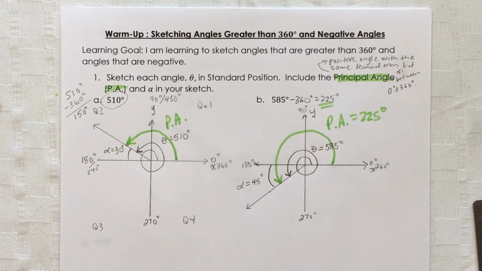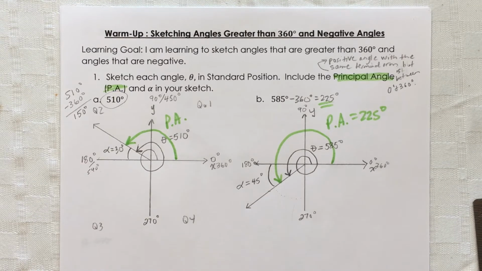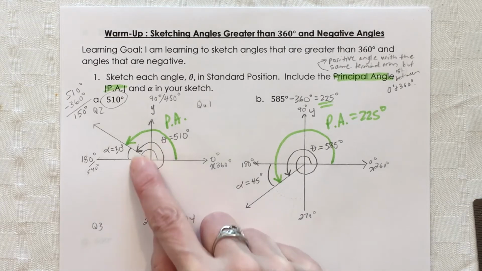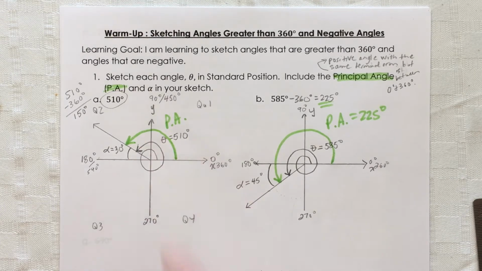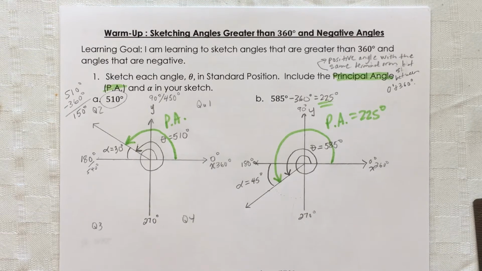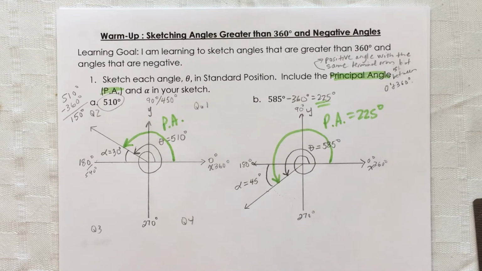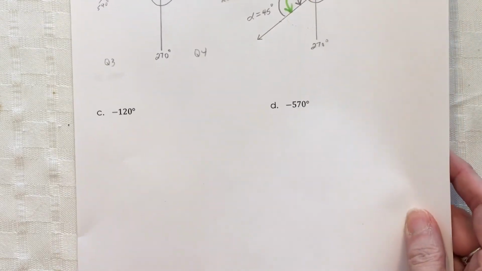Okay, so we've just looked at how to draw two angles that are larger than 360 in what we call standard form. And so that involves going all the way around once and then over to where it would be between 0 and 360. All right, now we're going to try a negative angle.